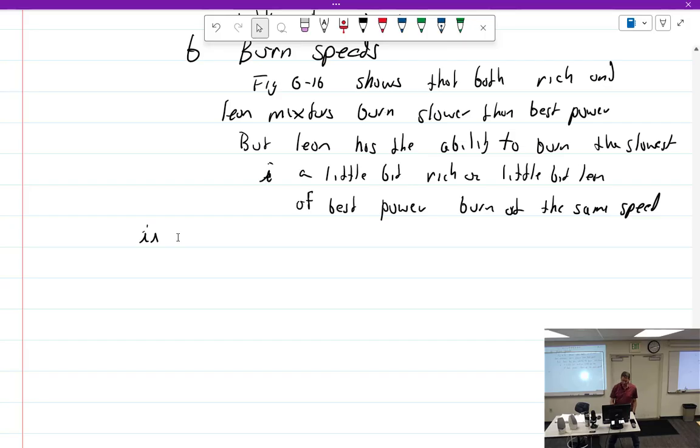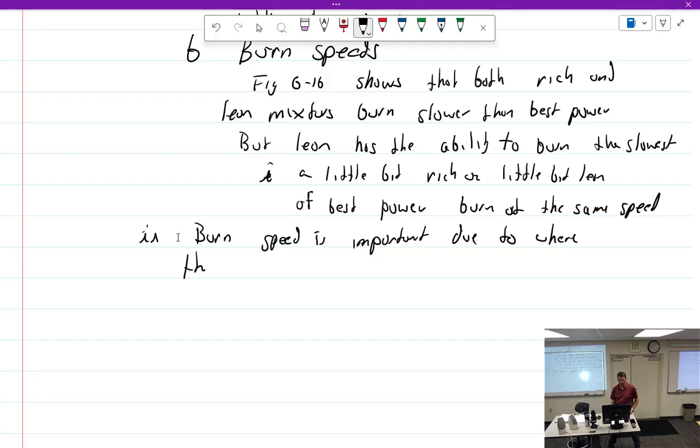All right. Burn speed is important. Burn speed is important due to where the peak pressure point, that's the PPP, of combustion happens.